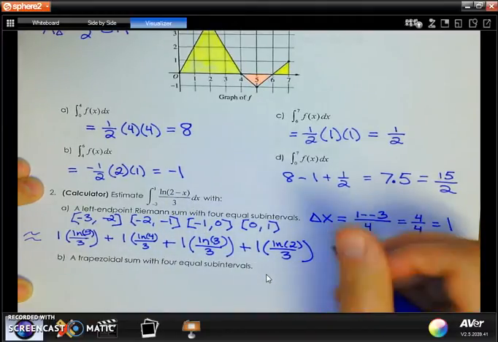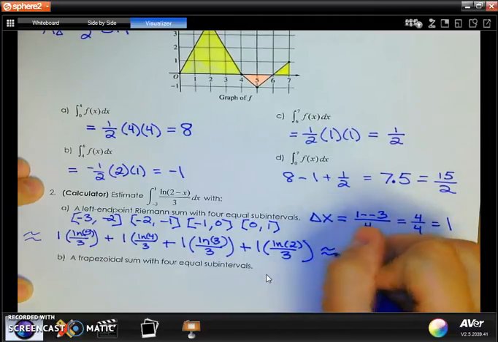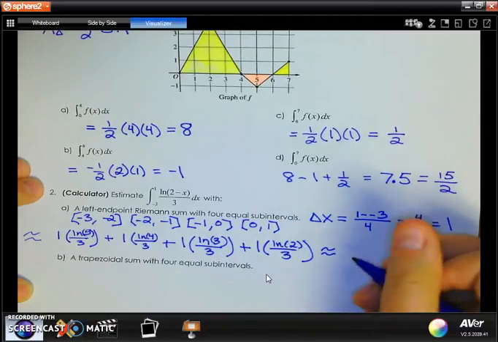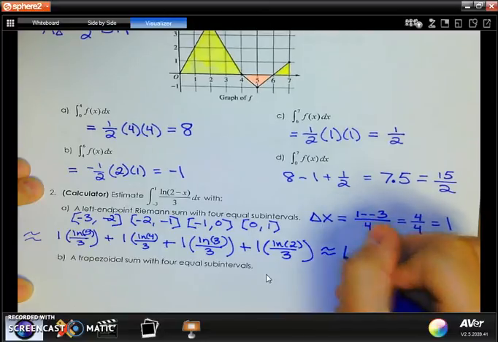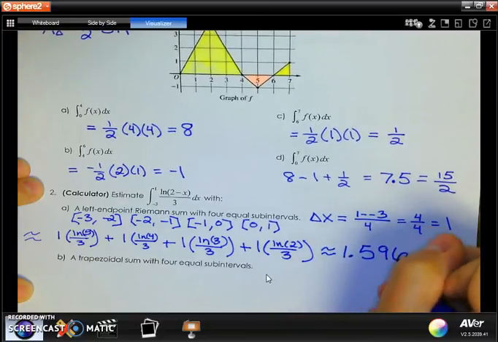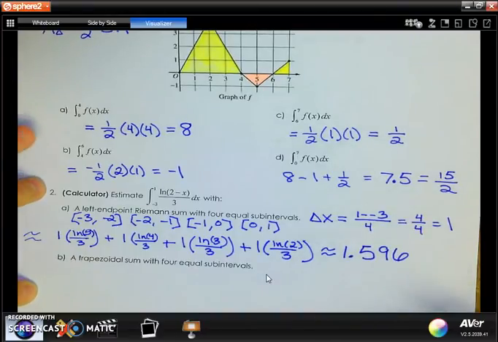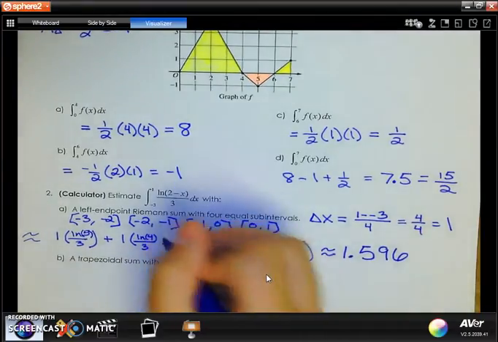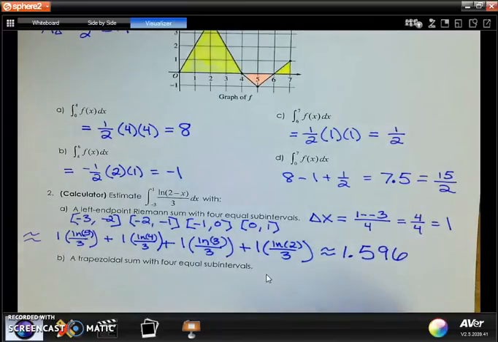So then, using your calculator, you're going to carefully type that in to get your approximation here. And if you type that into your calculator, you should get 1.596. Okay, so just make sure you're being careful. If you need to use a couple different steps to break down those decimals, that's fine. So that's what I got with that.